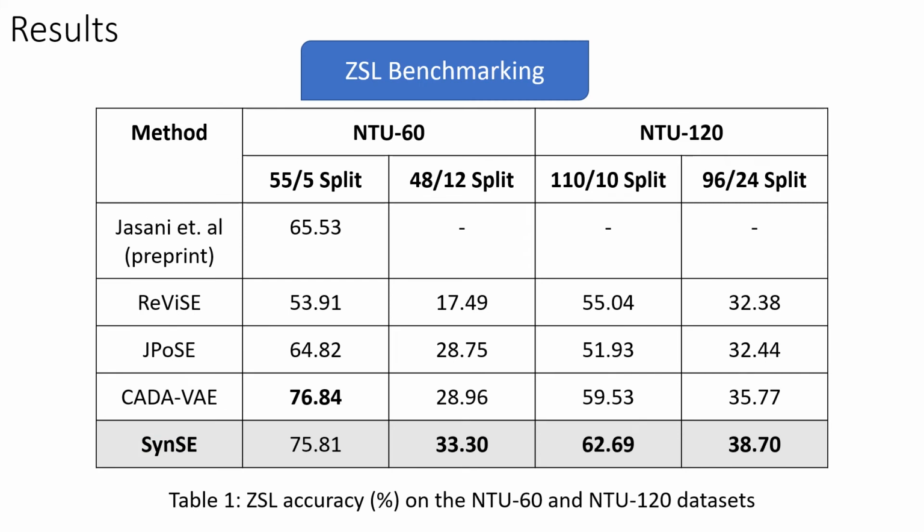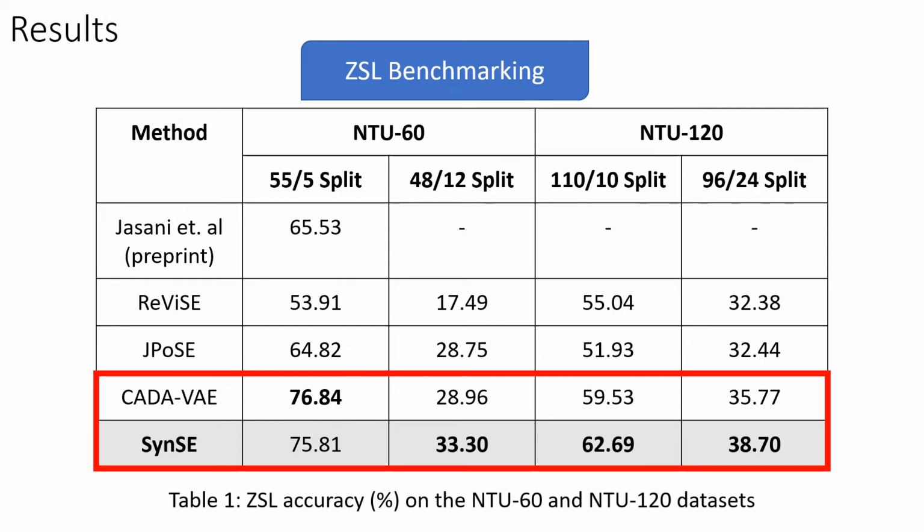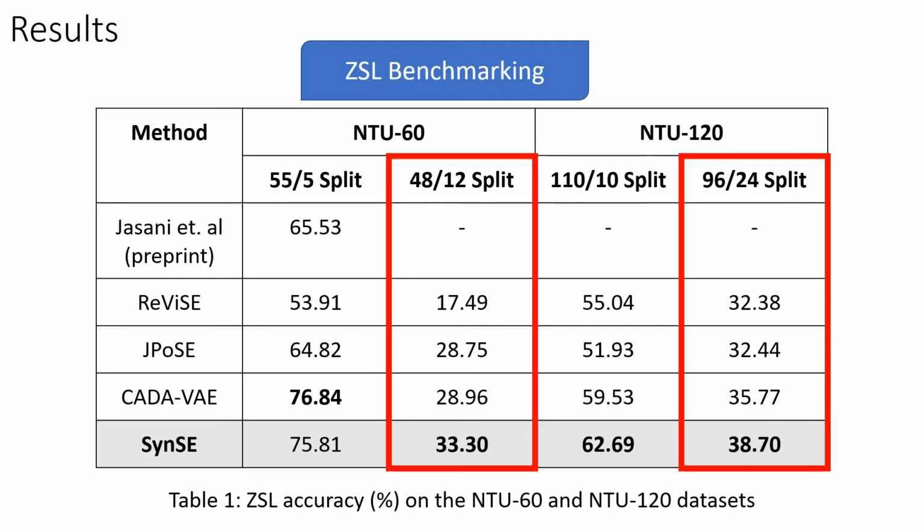We evaluate the performance of Synesse as well as the baselines on both the splits of the NTU60 and the NTU120 dataset. Right off the bat, we observe that the generative approaches perform far better than the non-generative ones. Unsurprisingly, as the number of unseen classes increase, the accuracy for all of the models decreases. However, Synesse's decrease in performance is far more graceful than the other baselines.